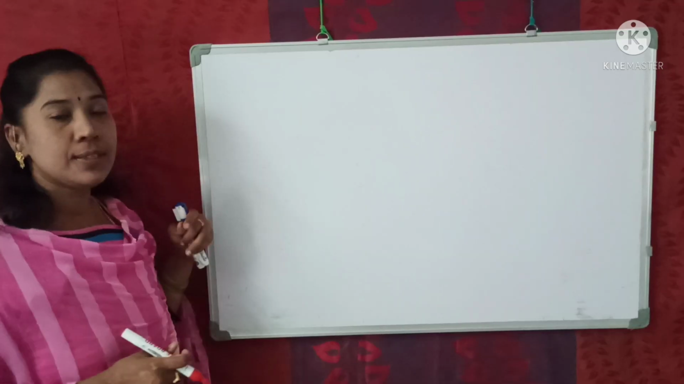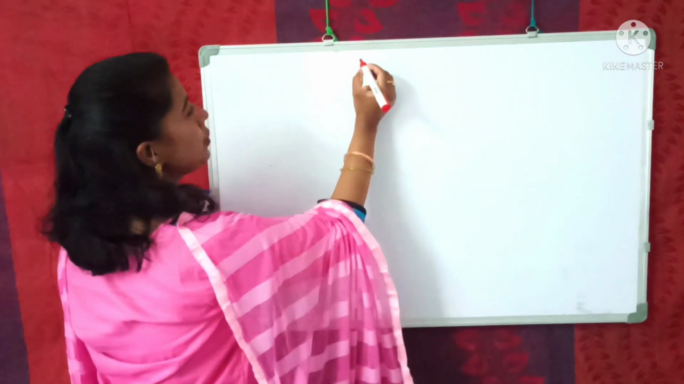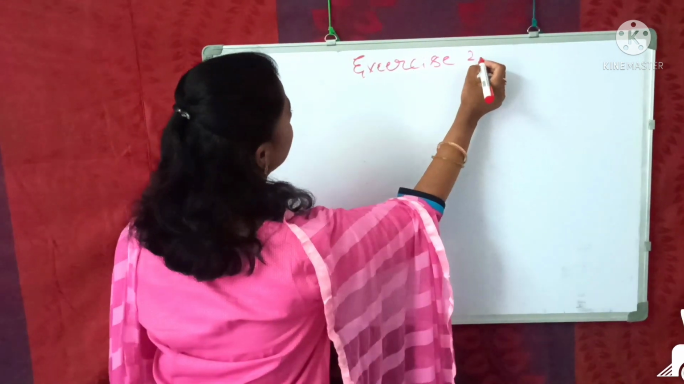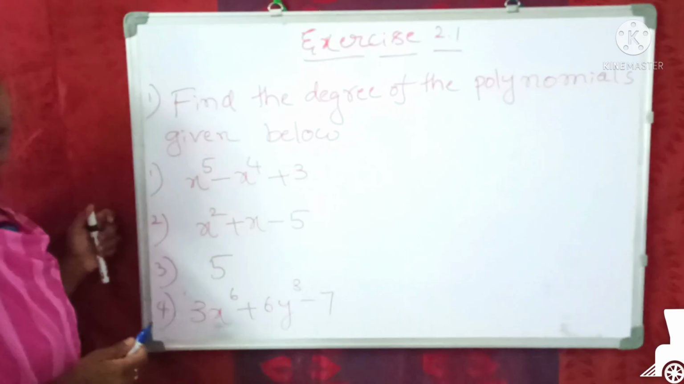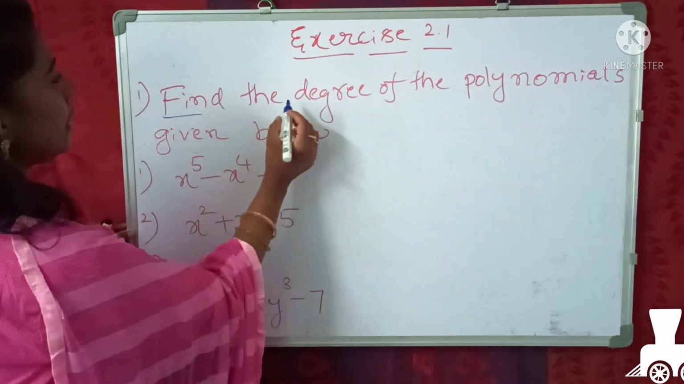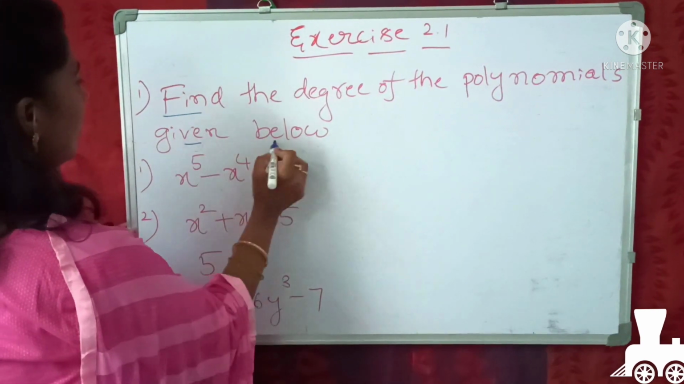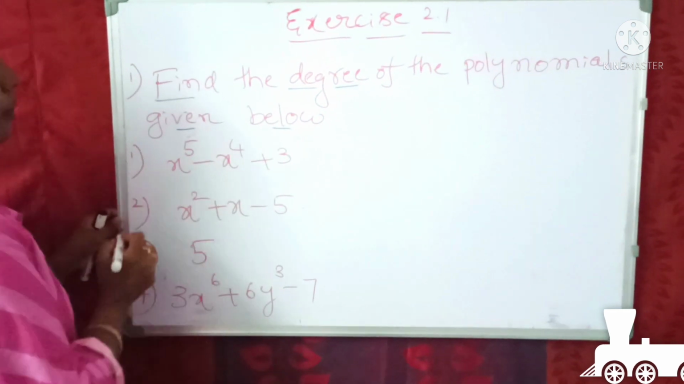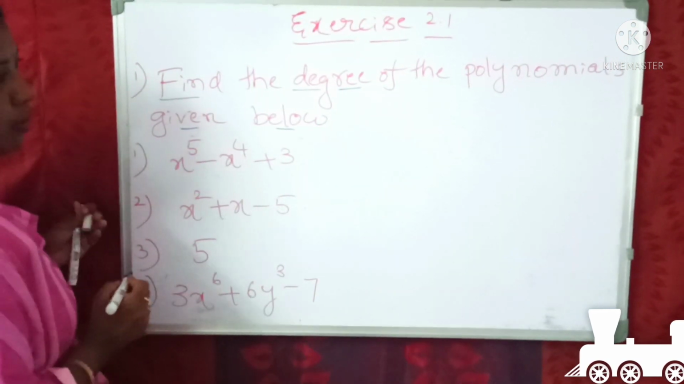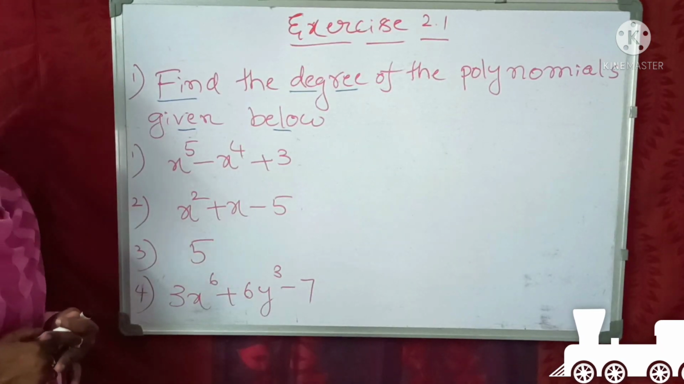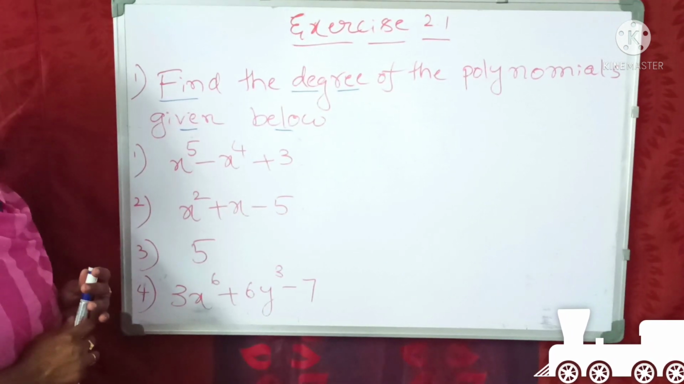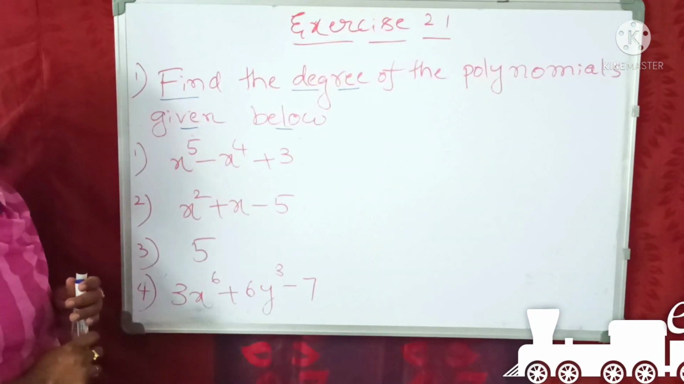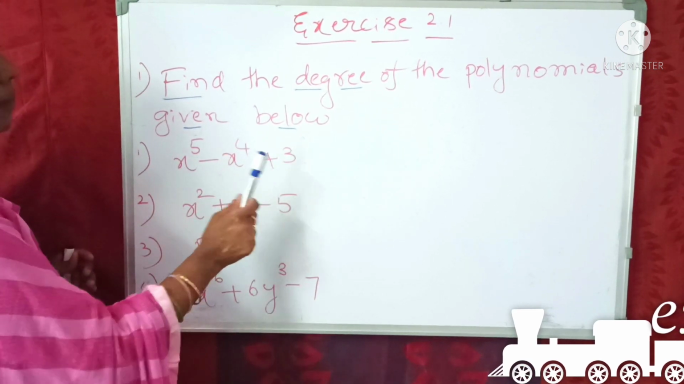Okay students, next we discuss exercise 2.1. Students, in the first question, find the degree of the polynomials given below. Already we discussed what the degree of a polynomial is. So what is the degree of the polynomial, students? The degree of the polynomial is the highest power of the given variable in the polynomial.